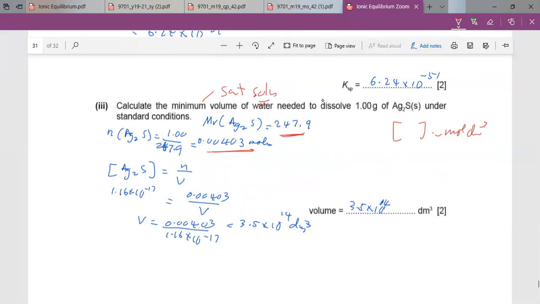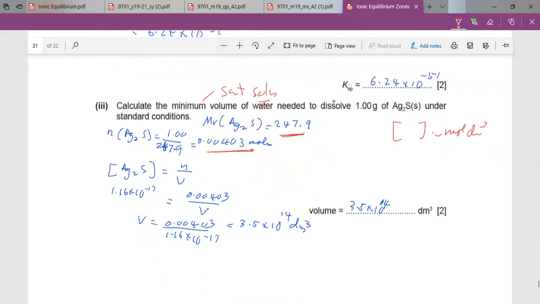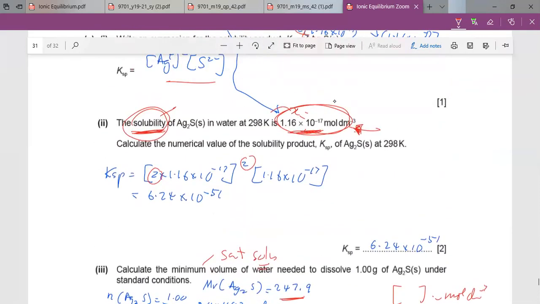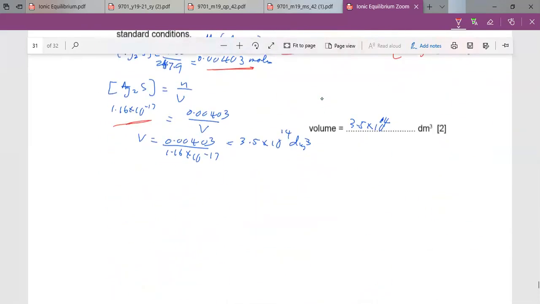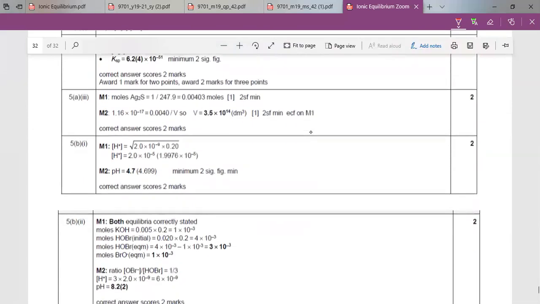Remember the Ksp is this one here, and this is the concentration of the saturated solution. This is solubility. So this is 1.16, 1.16 here. This forms a saturated solution, so it goes to the number of moles, which is this one here. What's the volume we need? It's just mathematics. So it's very high, 3.5 to the power of 14. How many dm cube you need? Wow, see? 14.